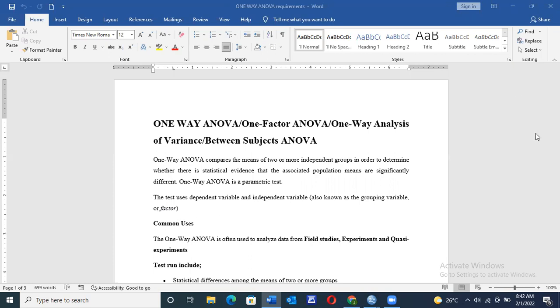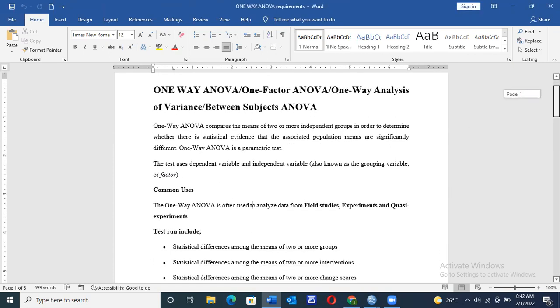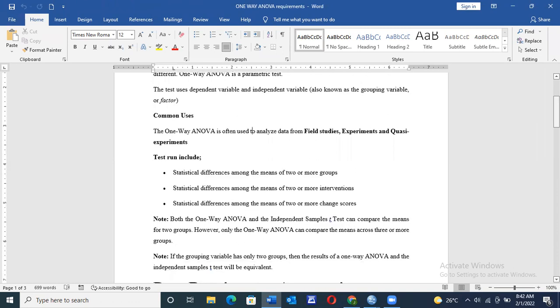Some of the common uses for this particular analysis is that you can use one-way ANOVA in a number of areas, for example, in field studies, experiments, and quasi-experiments. In that line, some of the tests you run may include statistical evidence of differences among the means of two or more groups, statistical differences among the means of two or more interventions, and statistical differences among the means of two or more change scores.